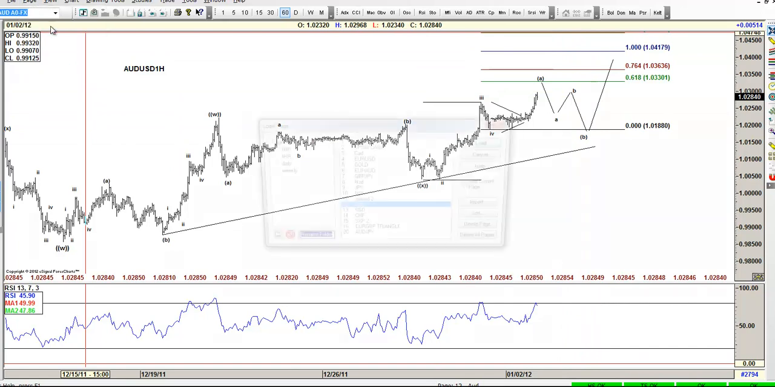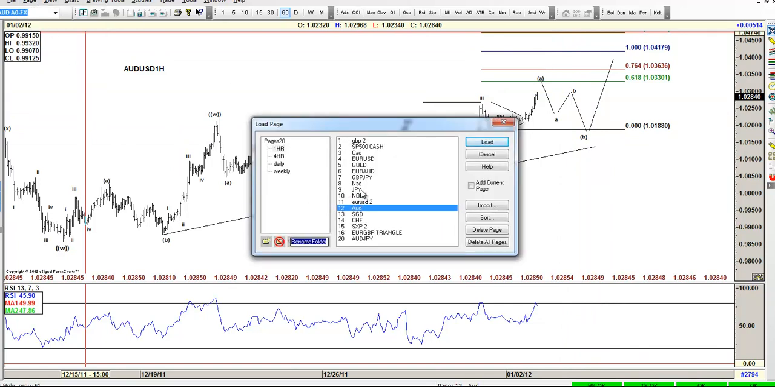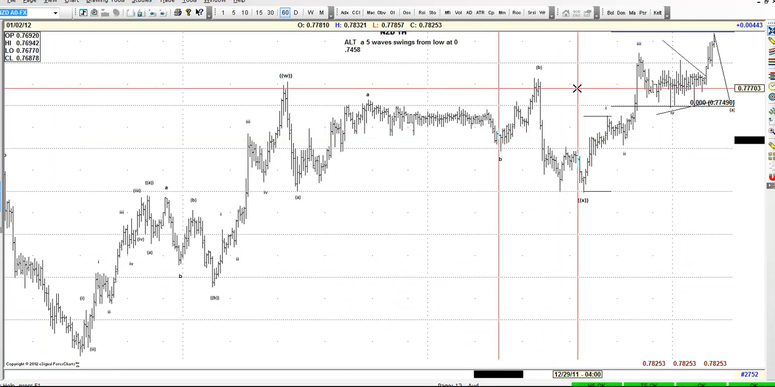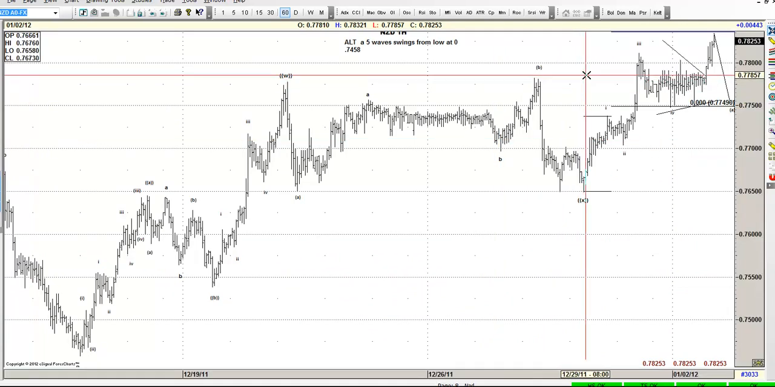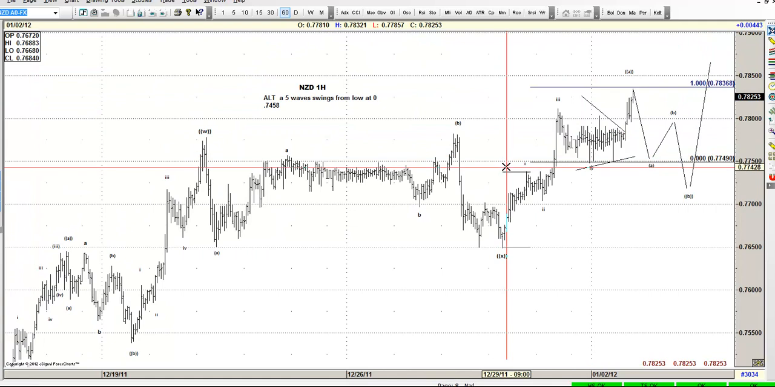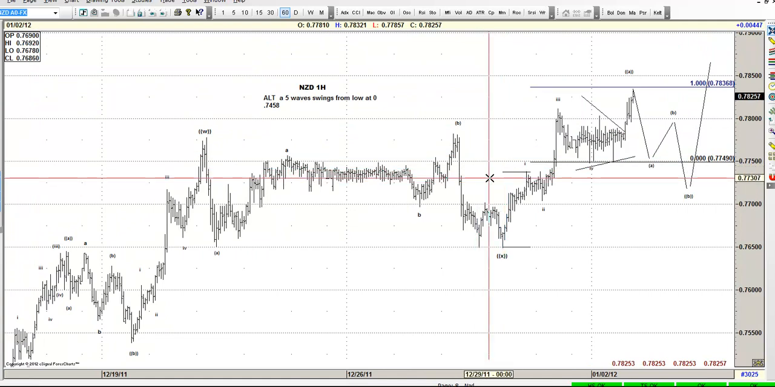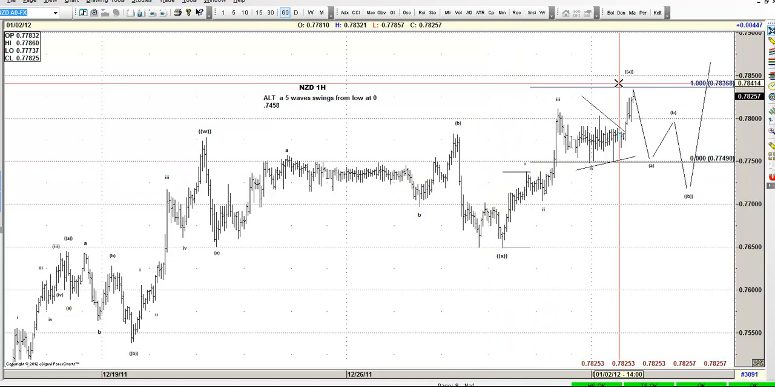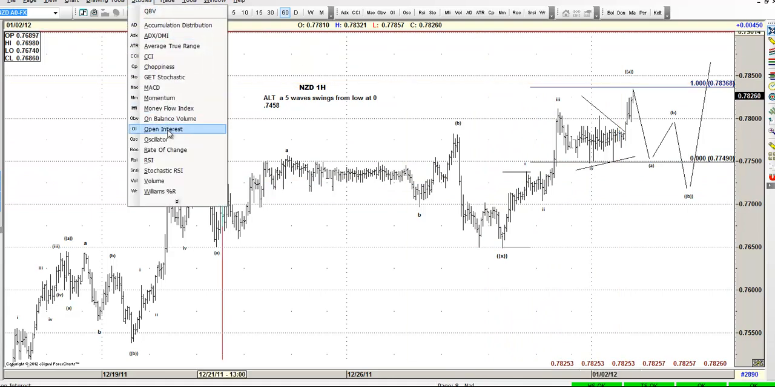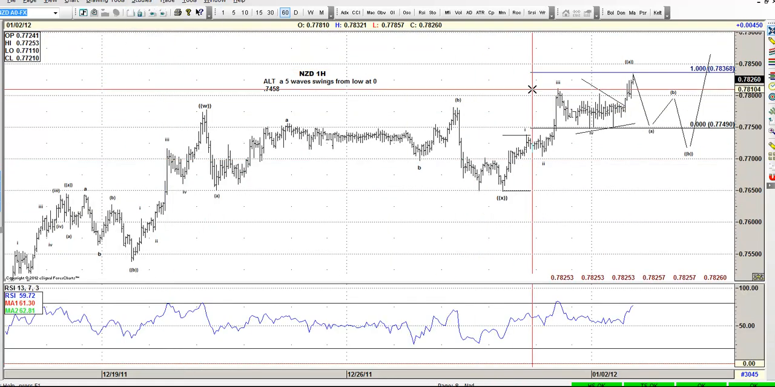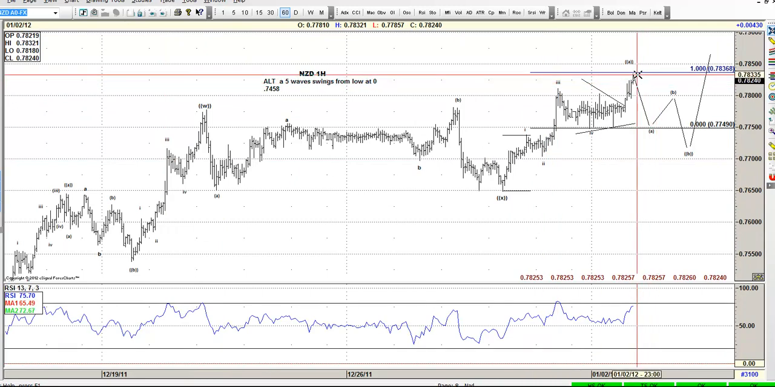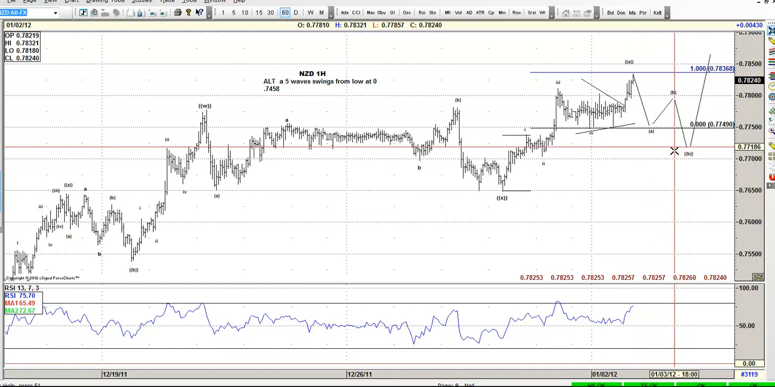If we take a look at the New Zealand dollar, we got the same scenario. We have a pair that from this low also makes the case for 5 waves, 1, 2, 3, 4, 5. Now, if you take a look at the RSI, same scenario, divergence, targeting 78.36. That makes the case for US dollar weakness.